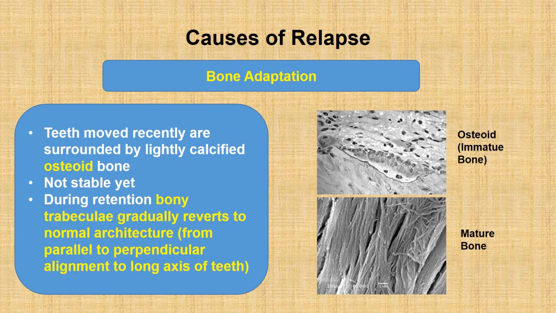The second factor is the bone. When a tooth has been moved recently, the nature of the bone is a lightly calcified osteoid bone. This bone is not stable yet, and during retention, the bony trabeculae gradually revert to a normal architecture, meaning the fibers change from a parallel to a perpendicular alignment to the long axis of the teeth.